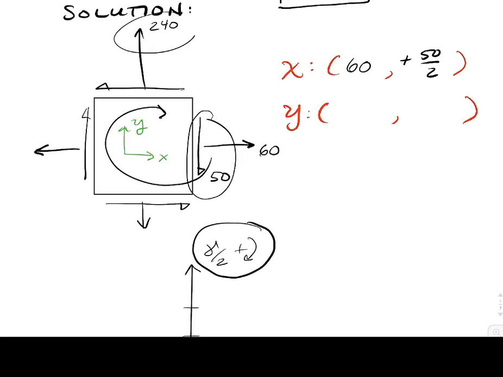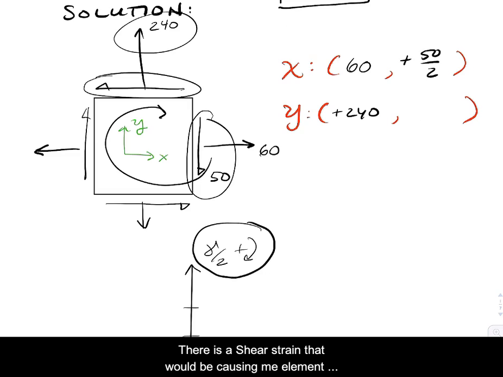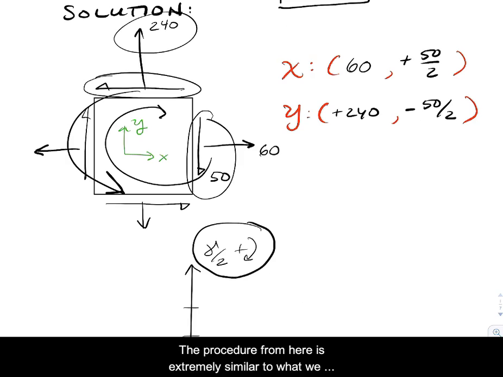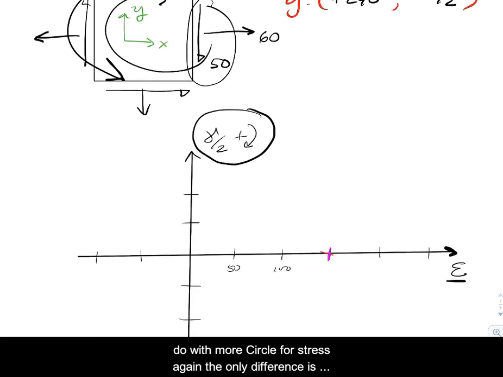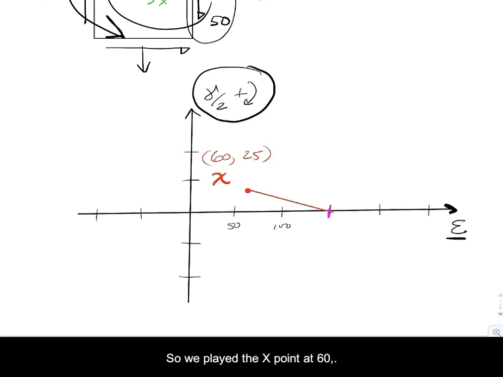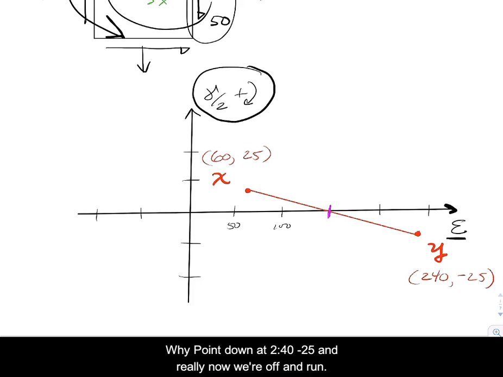So on the y face, we've got positive 240. There is a shear strain that would be causing the element to rotate in the counterclockwise direction. So we're going to use 50 over 2. So the procedure from here is extremely similar to what we do with Mohr's circle for stress. Again, the only difference is that we've got normal strain and shear strain as our axes. So we're just going to plot the x point and the y point and connect them. And so we plot the x point at 60, 25, the y point down at 240, negative 25. And really now we're off and running.